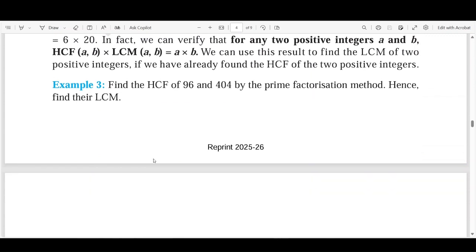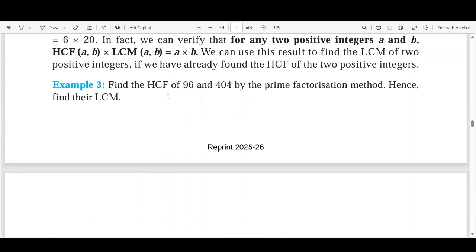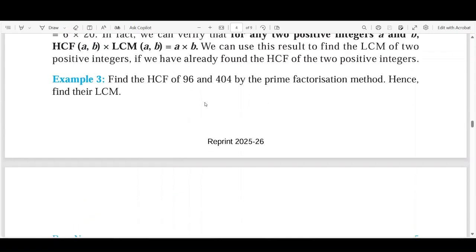By using this idea, let us discuss example number 3. Find the HCF of 96 and 404 by the prime factorization method. Hence find their LCM. So the above result is very helpful for us to determine either LCM or HCF by using the product of the two numbers. So they have given the two numbers 96 and 404.